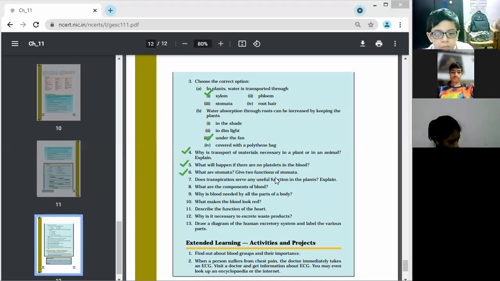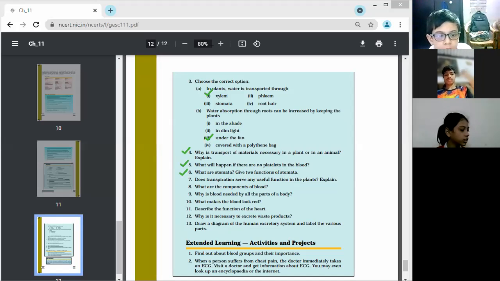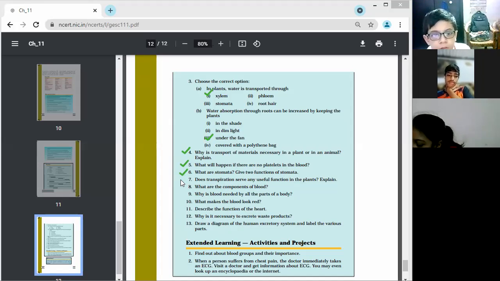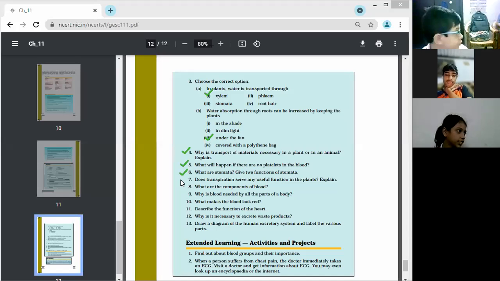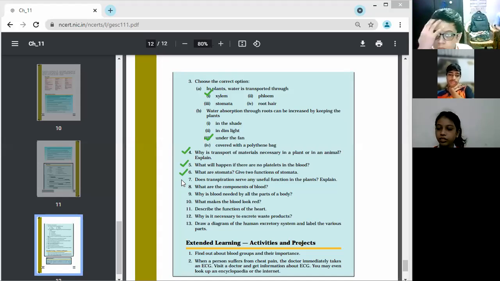Next, Tanvi, question number 6. What are stomata? Write 2 functions of it. Okay, ma'am. The small openings on the lower surface of leaves are known as stomata. These openings are surrounded by guard cells. Functions of stomata: it helps in the transpiration of water, that is, the loss of excess water from the plant. Loss of water from the stomata creates an upward pull, that is, suction pull, which helps in absorption of water from the roots. Number three, they help in the exchange of gases.